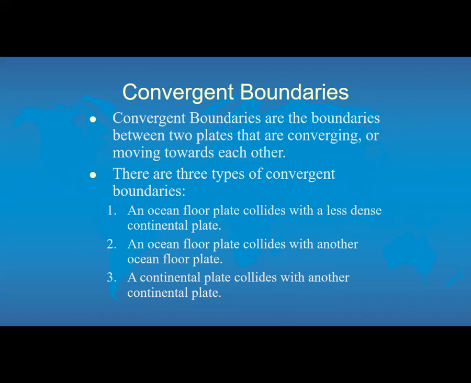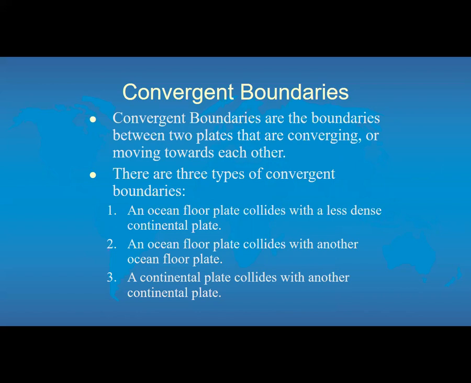Convergent boundaries are where two plates move together, okay? We have to remember that there are two different types of crust. There's continental crust that is thicker and less dense, and there's oceanic crust that's thinner but more dense. So because of this, there's three different types of convergent boundaries that can occur.